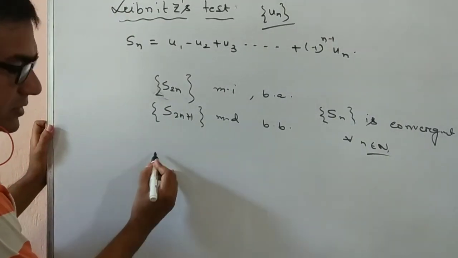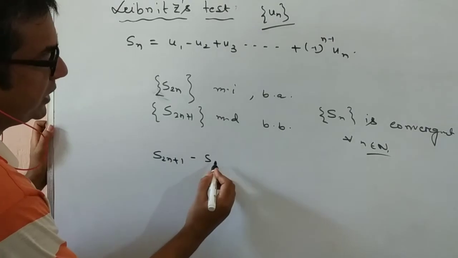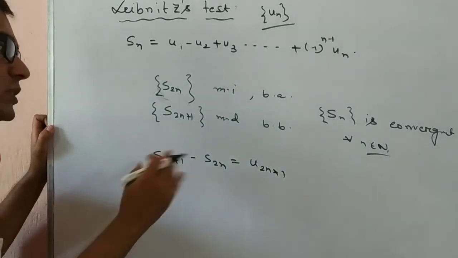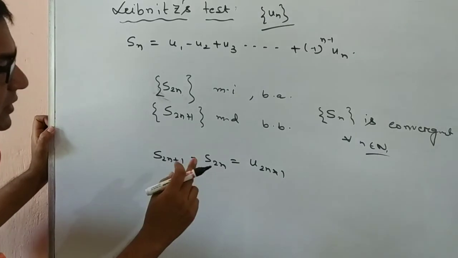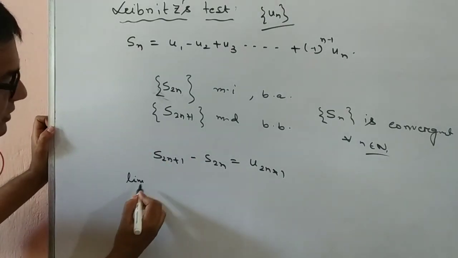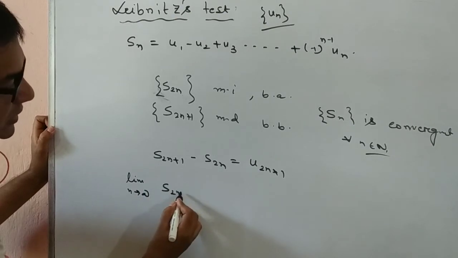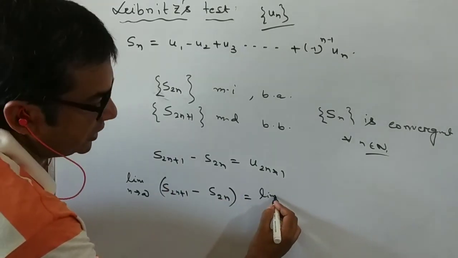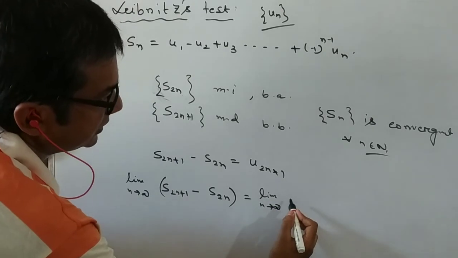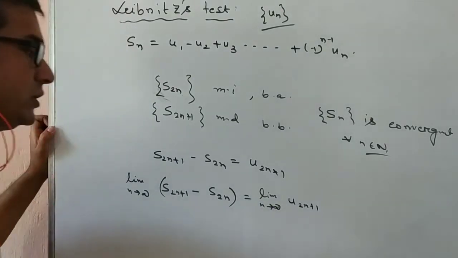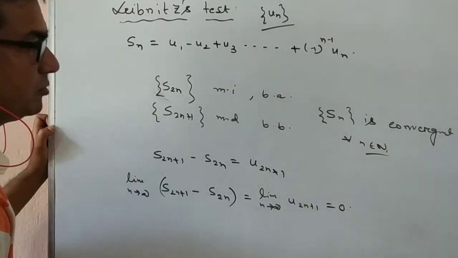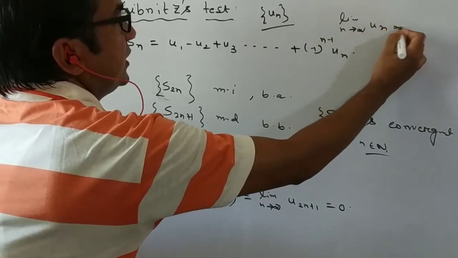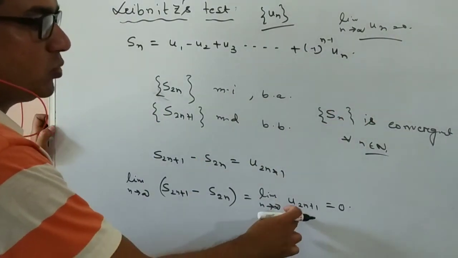Now we can write S_{2n+1} minus S_{2n} equal to u_{2n+1}. Here only one term is left and all the other terms are cancelled. Taking the limit on both sides, we get limit n tends to infinity S_{2n+1} minus S_{2n} equal to limit n tends to infinity u_{2n+1}, and this is equal to 0, because from the given statement we have limit n tends to infinity u_n equal to 0, that is, limit n tends to infinity u_{2n+1} equal to 0.